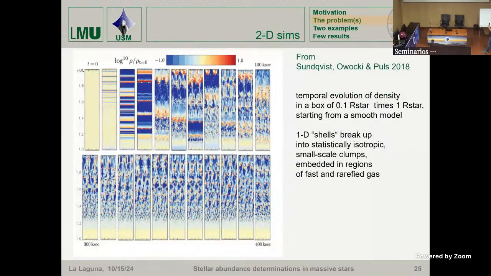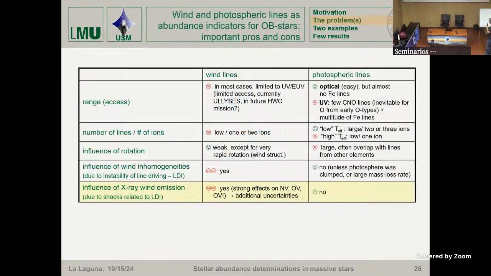Just to show you that we can do this also in 2D, this is a recent simulation by my former student Jon Sundqvist, now, as I said, head of one of the groups at KU Leuven. And he has calculated at least two-dimensional models accounting for these kinds of instabilities. And as you are seeing, when you start with a smooth distribution at some point in the hydrodynamic simulation, you will find large inhomogeneities. The 1D shells from before break up into statistically isotropic small-scale clumps, and so on. So this is what would happen in such an unstable wind in more than one dimension. So that's the first problem.